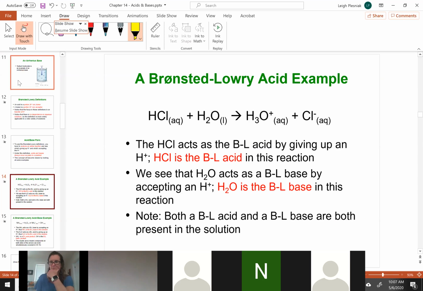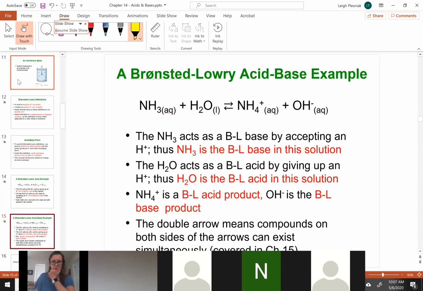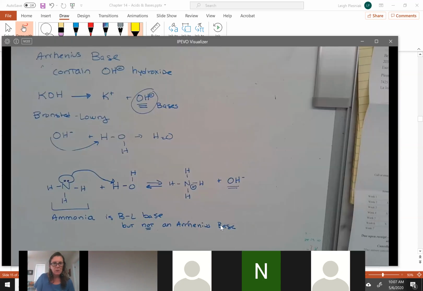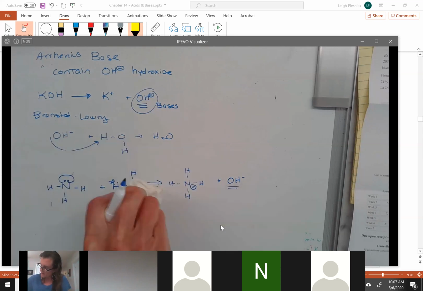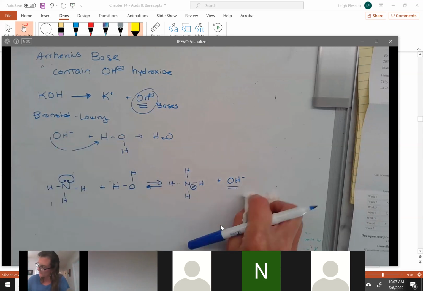All right, so they always come in pairs. You can do other examples. So let's look at this reaction here. This is ammonia again in water. I'm going to go back to the camera. Do you guys see the camera? Yes. Okay. So this is an acid-base reaction.